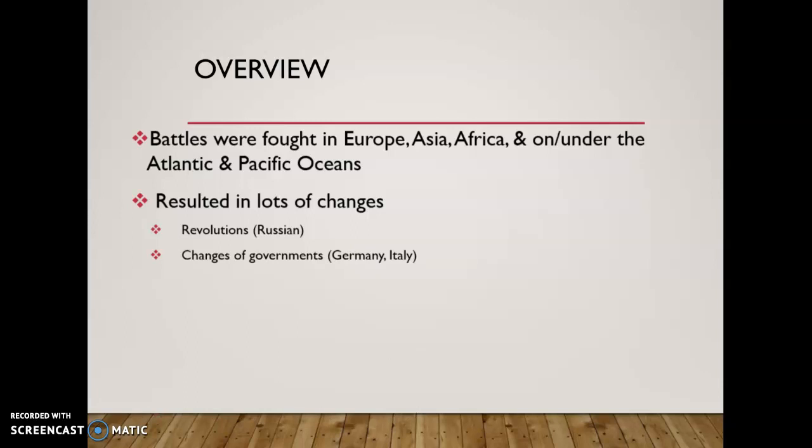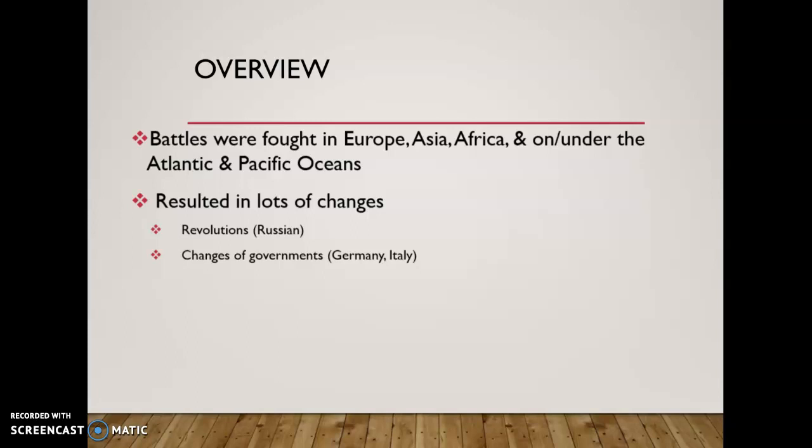Germany, which up until that time had been a fairly progressive country, decided at the end of this war that they needed a strong, and I put that in sort of those air quotes, leader. And they ended up electing Hitler as a result.